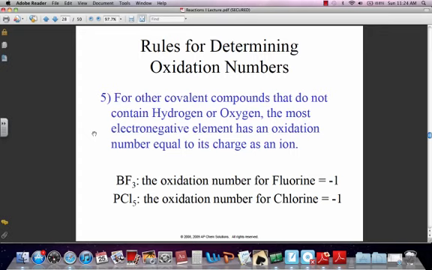For other covalent compounds that do not contain hydrogen or oxygen, the most electronegative element has an oxidation number equal to its charge. That means, first of all, do you guys remember electronegativity increases going this way and up on the periodic table? So if I'm looking at this, fluorine is the most electronegative, so it's going to get its common charge of -1. Chlorine is more electronegative than phosphorus, so chlorine will get its normal charge of -1.